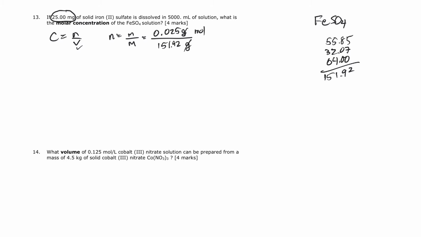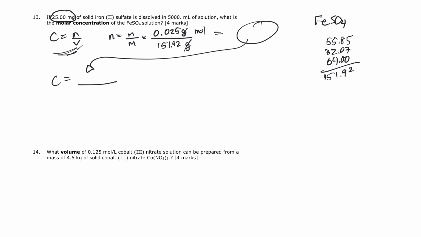Grams cancel, so I have moles. Now I can use this formula. So moles are whatever this answer comes out to be, divided by the volume, which is 5 liters. And it was nice that I got rid of that milligram, because the concentration should be measured in moles per liter, not millimoles or anything like that. So I think we're good there. Looks like there's 4 sig figs everywhere, so you'd have to give me an answer to 4 sig figs.